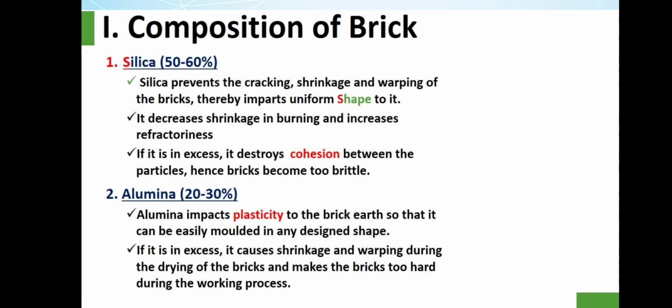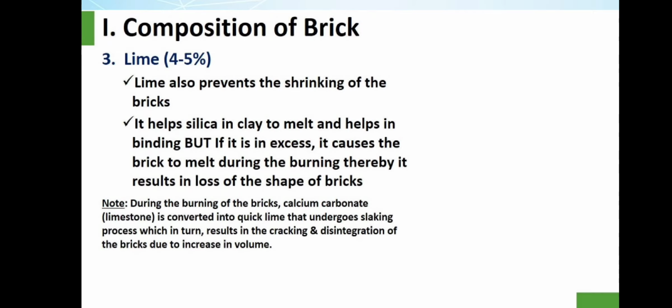Second, alumina. Alumina imparts plasticity to the brick earth so that it can be easily molded in any desired shape. If it is in excess, it causes shrinkage and warping during the drying of the bricks and makes the bricks too hard during the working process.